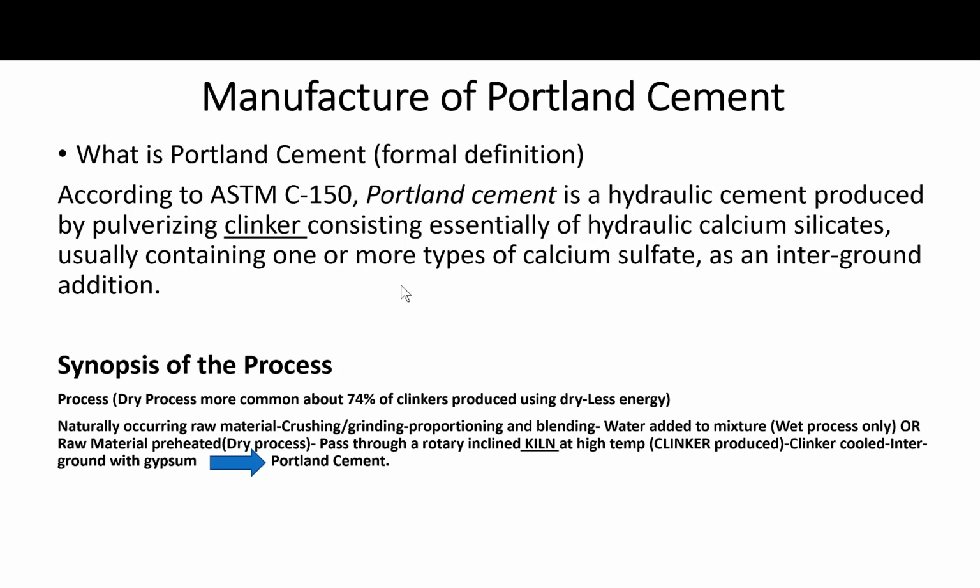Then it is passed through a rotary kiln at a high temperature. This will produce clinker. The clinker is then cooled quickly. After that, it is interground with gypsum. Then we have Portland cement.